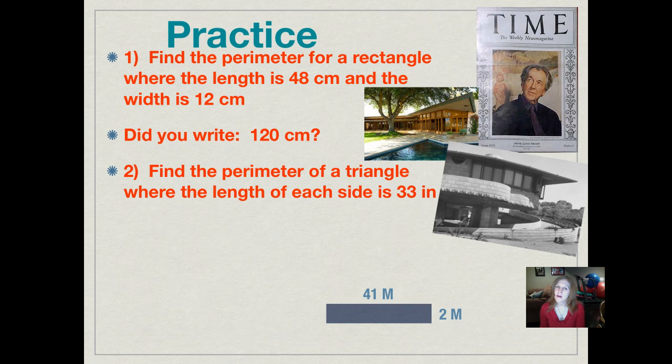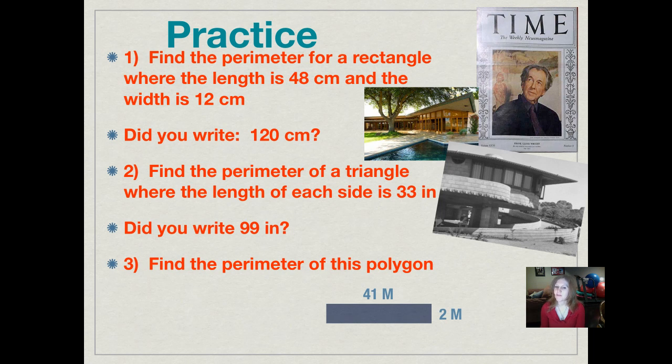Number 2, find the perimeter of a triangle where the length of each side is 33 inches. You've got to think about how many sides a triangle has in this case. Pause it and push play when you're ready. Did you write 99 inches? 33 plus 33 plus 33 equals 99. So we have 99 inches because a triangle has 3 sides.